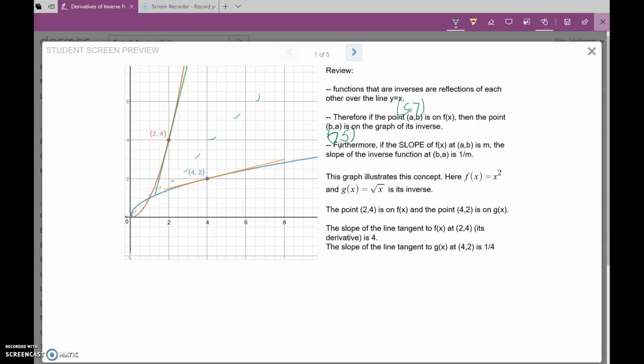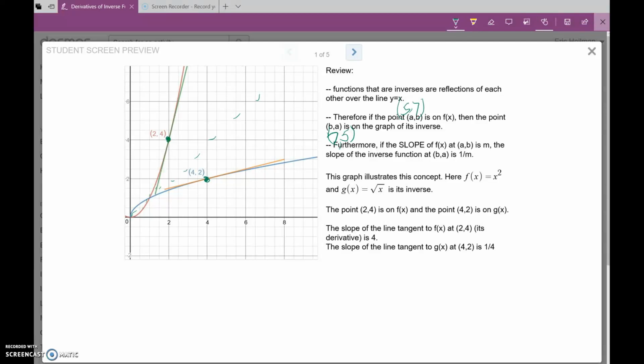Okay. Furthermore, if we think about those 2 points, the original point a comma b, and let's call it its reflection point, b comma a. At a point and its reflection point, the slope of the function is going to be reciprocals of each other. So we have a specific example in this graph here. The two functions we have here are x squared and square root of x, which are inverses of each other.